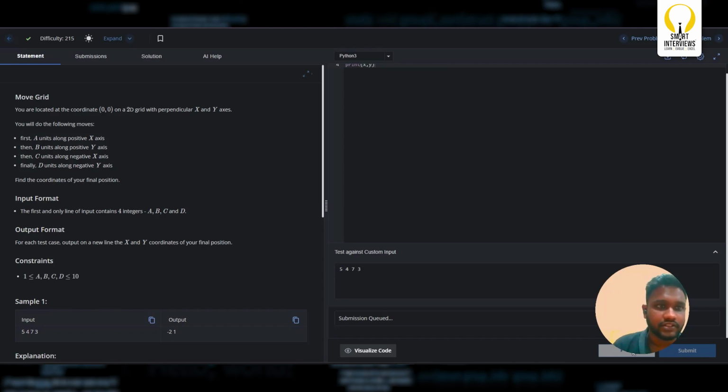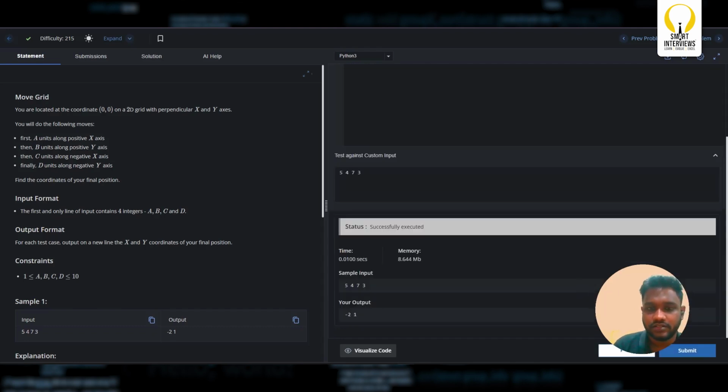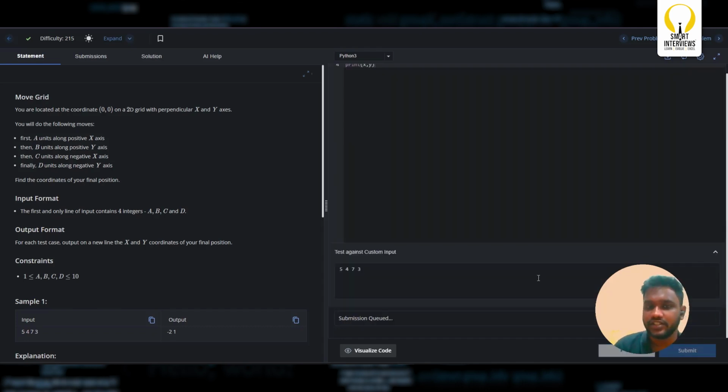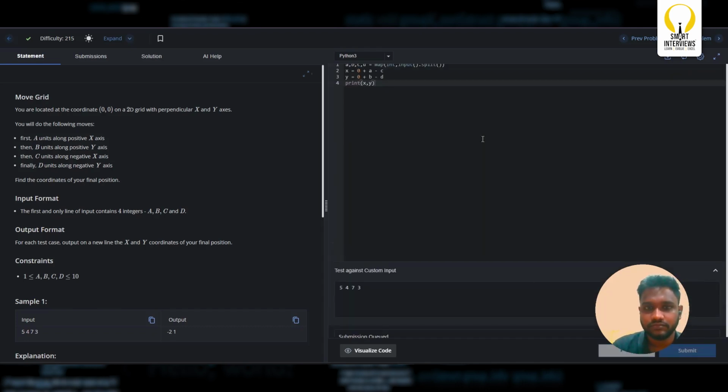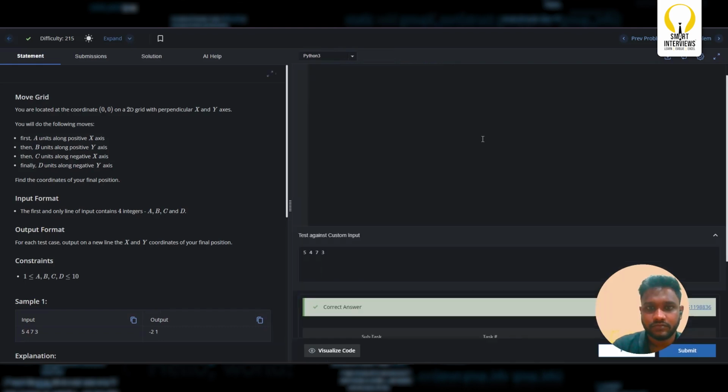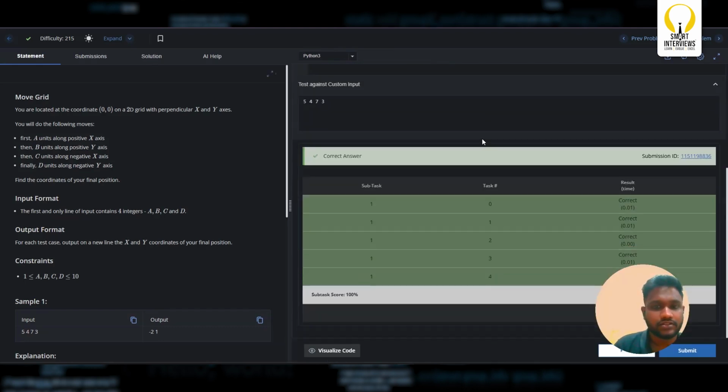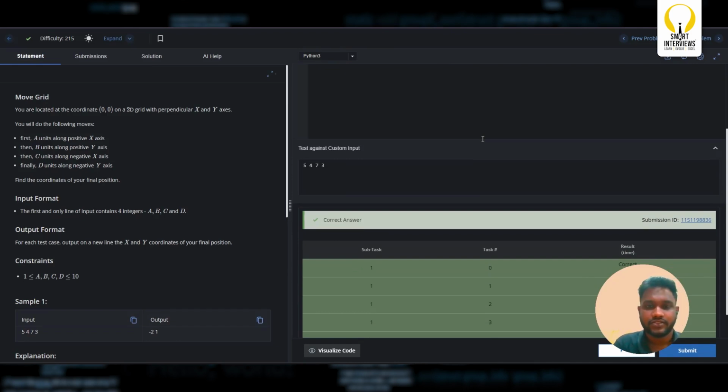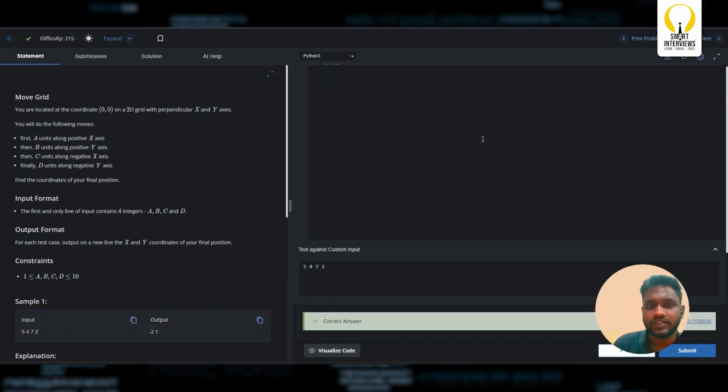So let's run it for the sample test cases. Yeah, it is working perfectly fine. Let's submit and check. Okay, so yeah, we got our correct answer. Since we are done with this, let's move on to the next problem.